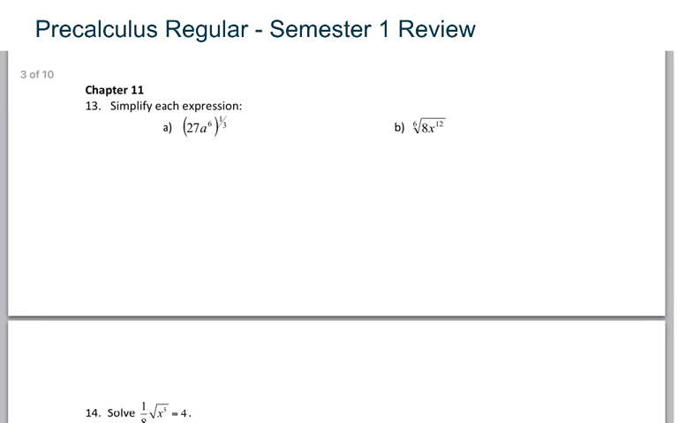This is the pre-calculus regular semester 1 review, problems 14 to 26. All right, so we are actually on problem 14. 13 was in the last video. 14 says solve 1/8 square root of x to the 5th is equal to 4.